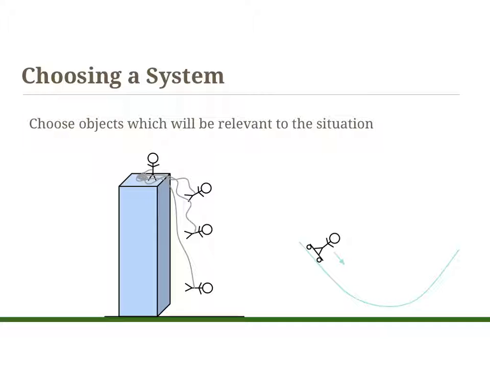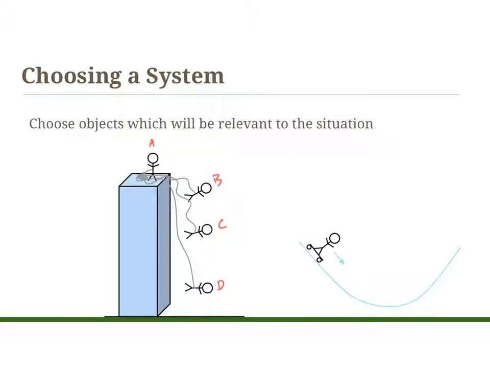So we also have to talk about how we choose a system. These are two different scenarios. Here is a human at position A, a human at position B, a human at position C, and a human at position D. So we are going to choose objects based on the situation.